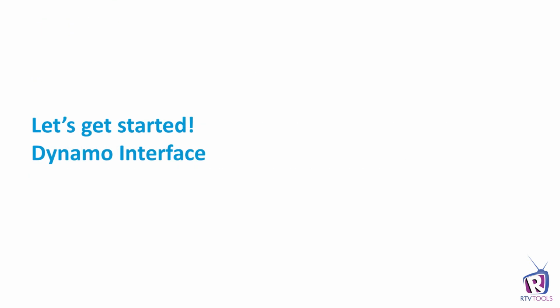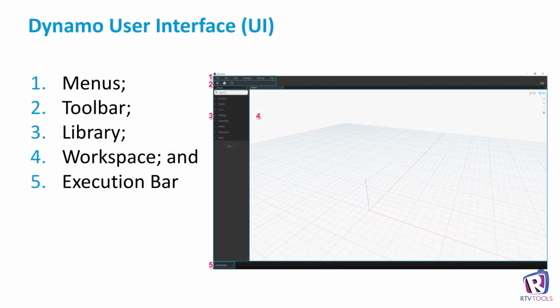So let's have a quick look at the Dynamo interface. I think you can break the interface into kind of 4 key sections. You have your menu at the top, toolbar. There's nothing exciting or special about these things. Every software application seems to have a menu and a toolbar. The excitement comes in number 3, the library. The library is where all the packages reside. The packages are broken into categories and subcategories, and we'll have a bit more of a detailed look at the library in a couple of slides.